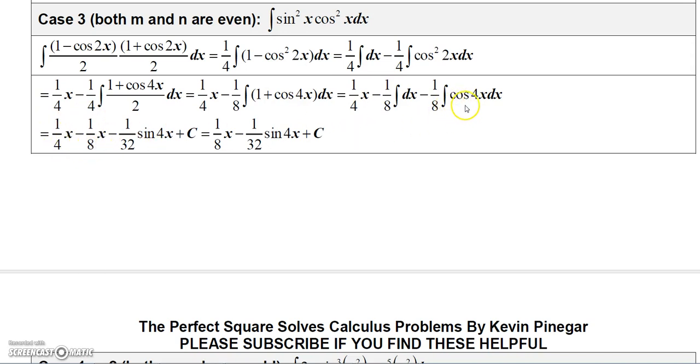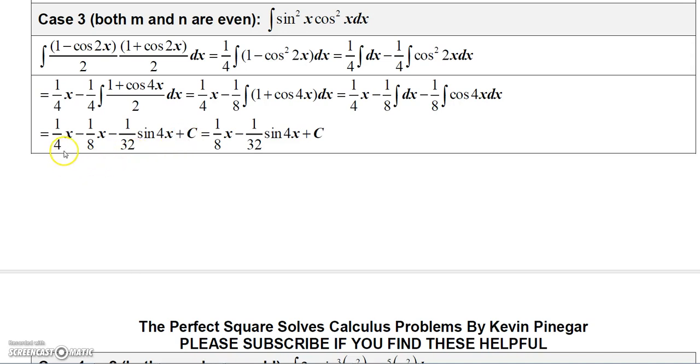And then when you integrate cosine of 4x, I'll leave you to do that, but if you integrate this, you'll get sine of 4x over 4. And then when you multiply that by minus 1/8, it'll give you sine of 4x over 32. And since I have a minus, I'll actually get minus sine of 4x over 32, or minus 1 over 32 times sine of 4x. And then, of course, don't forget to add your constant.